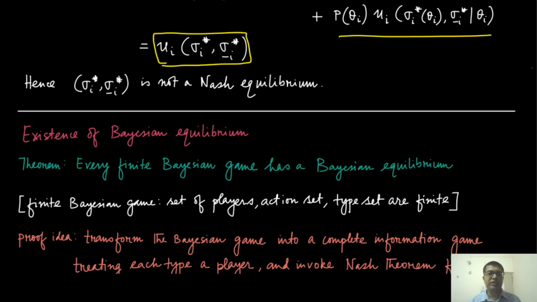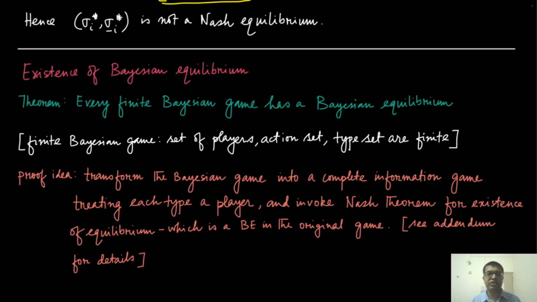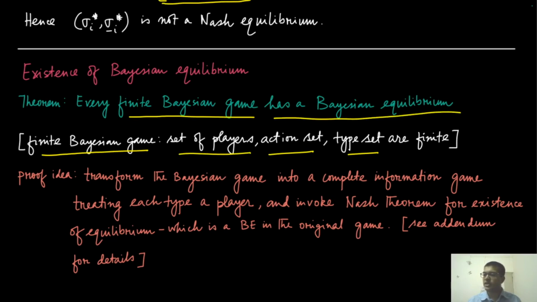Now the very important question of existence. We know that Nash equilibrium exists. What about Bayesian equilibrium? The answer is very simple. For finite Bayesian games, where by finite we mean that the set of players, the set of actions, and the type sets are all finite, this game must have a Bayesian equilibrium. Again, we will not get into the proof. You can look at the addendum, which will be posted, for the complete proof. It is actually a little messy. You'll have to write it down appropriately.